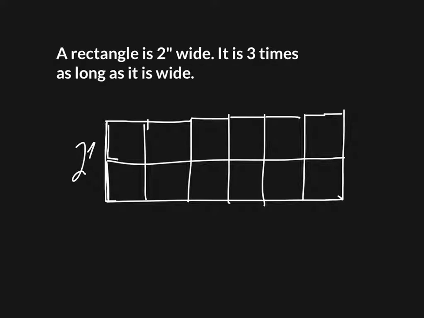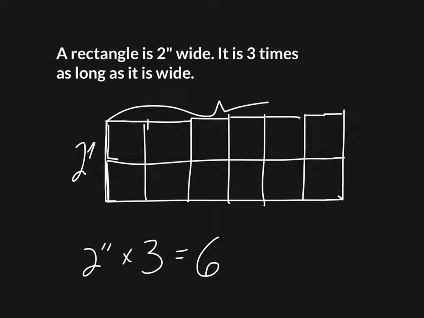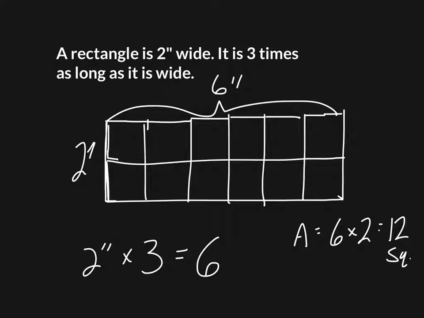And if we break up all these units and connect all those dots, we can figure out the area of it. So if it is 2 inches wide and it is 3 times, I would multiply 2 times 3. That gives me 6. So my length is 6 inches. Therefore, my total area is equal to 6 times 2, which is equal to 12 square inches.